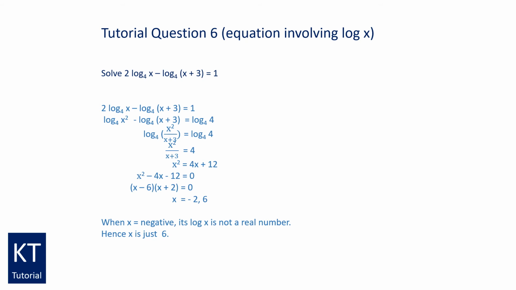This allows x squared over x plus 3 to be equal to 4, which we could turn into a quadratic equation to solve for x.